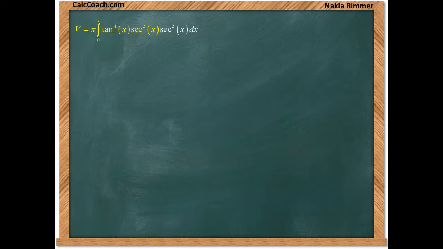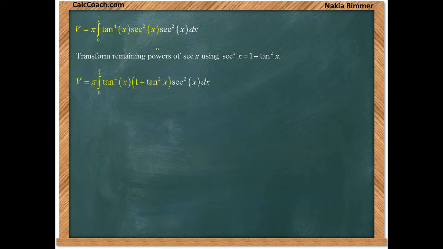The whole reason why we decided to factor out these 2 powers of secant is so that we can end up with a u-substitution. The function that has secant squared as its derivative is tangent. So these powers of tangent we'll leave alone, but these powers of secant need to be converted into powers of tangent. Well, how do we do that? We transform the remaining powers of secant using the identity that secant squared of x is 1 plus tan squared of x. So those secant squareds get replaced by 1 plus tan squared. There's only one time we have to do that. But at this point then we're ready to do the u-substitution.